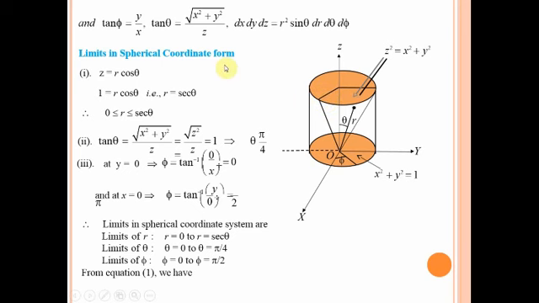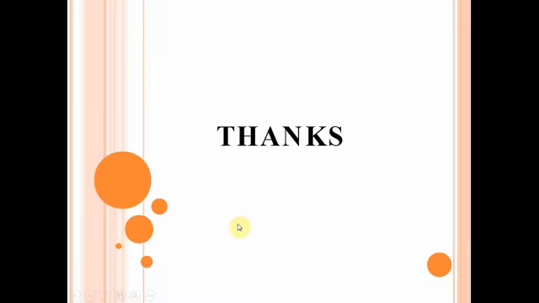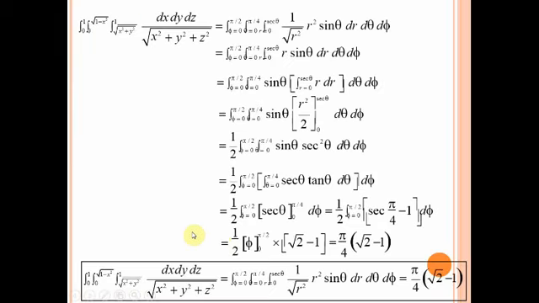So the limits in spherical coordinates are given. We'll put all these limits and solve this integration step by step. The value will be pi by 4 times the square root of 2 minus 1. After solving, because you have to know how to solve the integration, one part of the integration, the second part, the third part, one by one, if you solve, the value will be worked out and you will get the solution. So this way we can say that spherical and cylindrical space can be visualized.